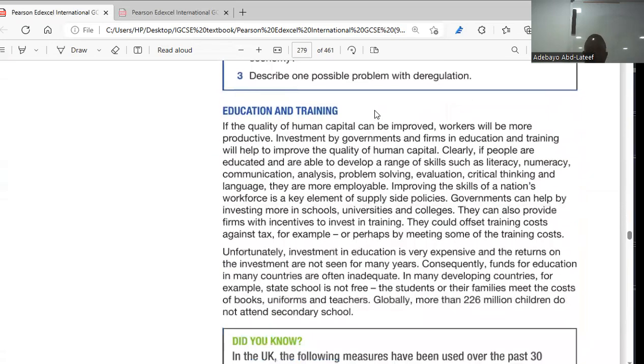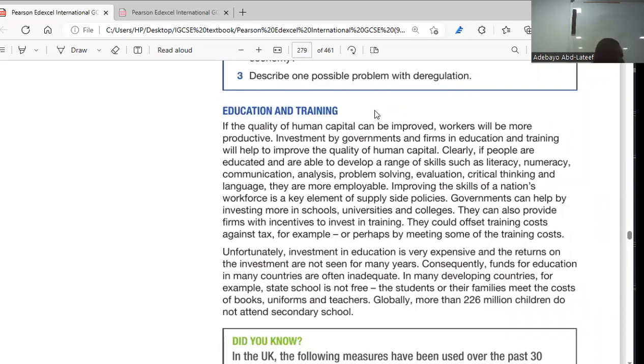So we go to education and training. If the quality of human capital can be improved, workers will be more productive. Investment by government and firms in education and training will help to improve the quality of human capital. Clearly, if people are educated and are able to develop a range of skills, such as literacy, numeracy, communication, analysis, problem solving, evaluation, critical thinking, and language, they are more employable. Improving the skills of the nation's workforce is a key element of supply side policies. Government can help by investing more in schools, universities, and colleges.